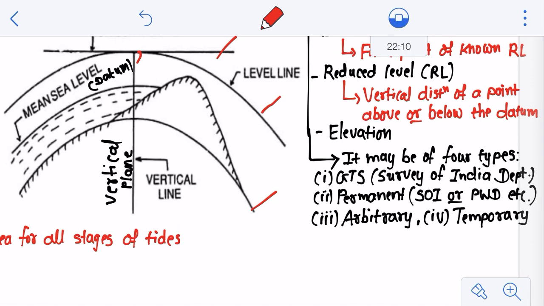of Bombay city. So that's how the GTS benchmarks work. These are fixed points which have already been established across the country by the Survey of India department centrally, and their elevations are already mentioned and designated on them, calculated with reference to the mean sea level at Bombay, right? So now they are available across the country. As you move away from that, you need some other reference, right?